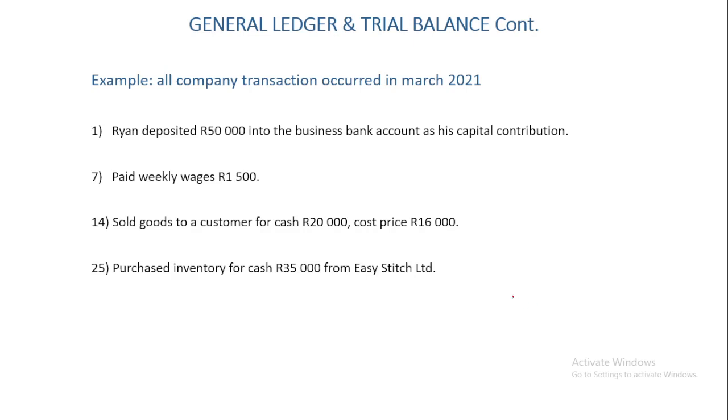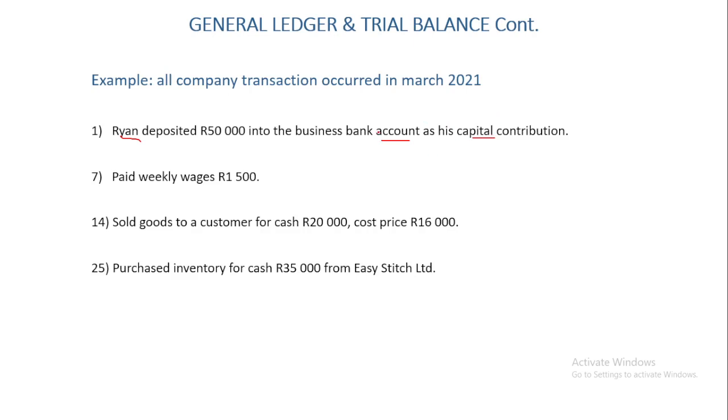And then we can try the following example. This is an example which says that all company transactions occurred in March 2021. On the first, Ryan deposited 50,000 in the business account as his capital contribution. So we have to identify the two accounts that are affected, which are our bank account and the capital account for Ryan. We classify the bank account as an asset and the capital account of Ryan as owner's equity. When it comes to the effects, the bank account is increasing and the capital account is increasing.